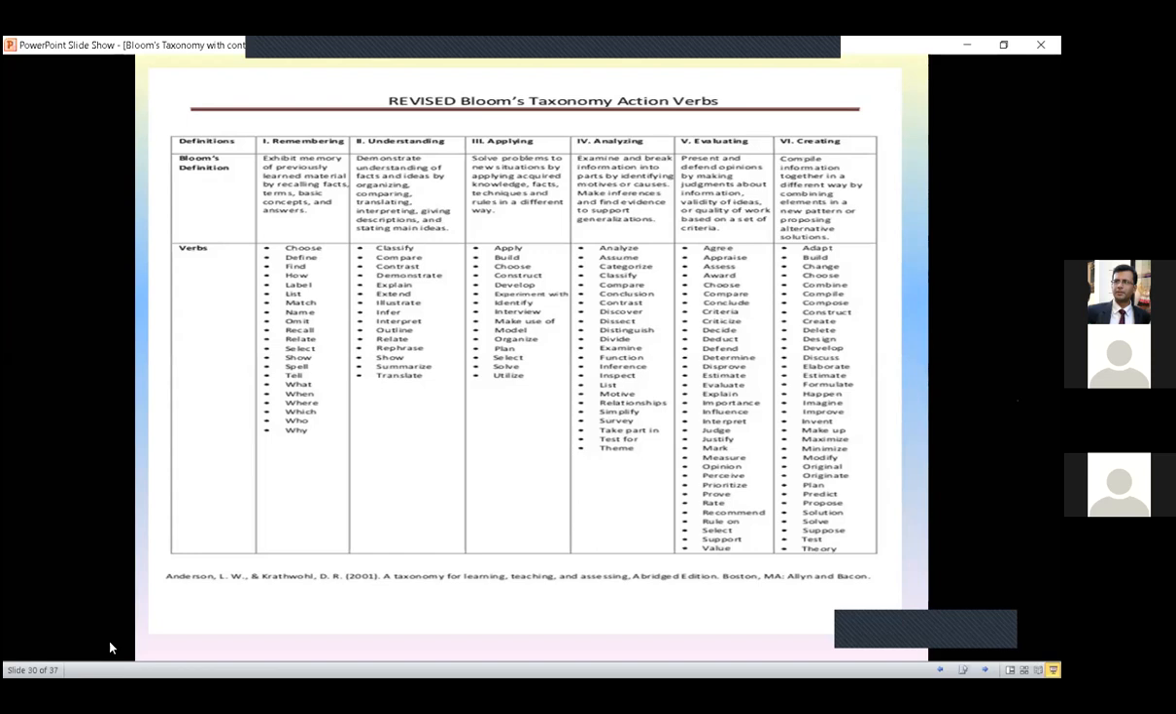Whenever we prepare our questionnaire, at the beginning we always prepare our blueprint. In that blueprint, we have to bifurcate how many percent you are going to give, like 40% for remembering.